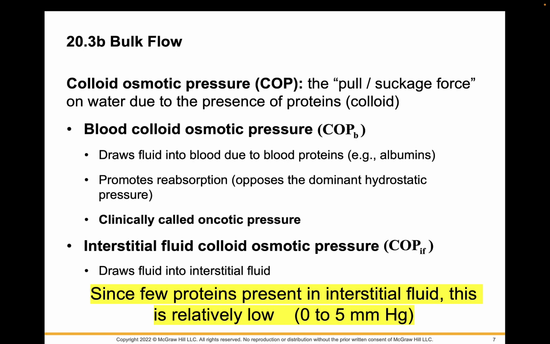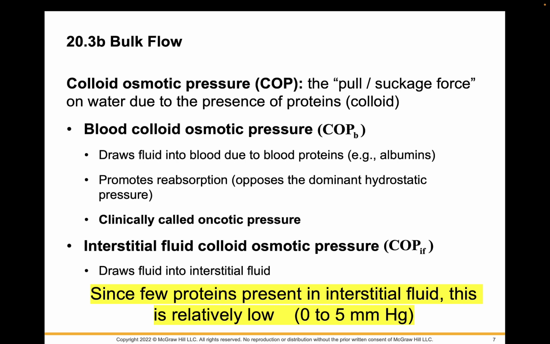The next set of forces that we have are colloid. I actually prefer to call this oncotic, a term that's more specific when we're talking about the force exerted by protein or non-permeating solute. What we're going to find here is a force that favors reabsorption. So we're going to think of it as a suction force.